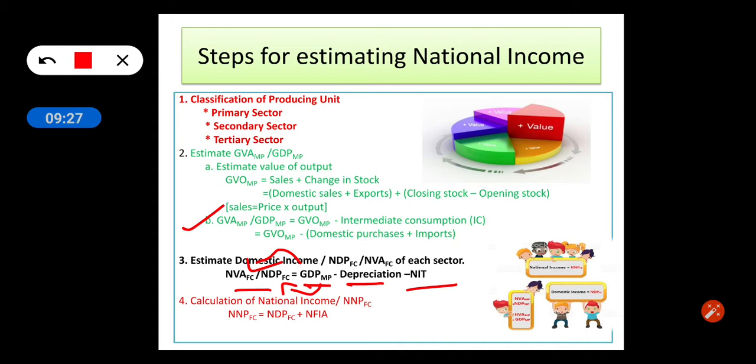Now the last step is clear. We want to find out national income, and national income is equal to NNP at FC. Remember this. If we add NFIA to NDP at FC, we get NNP at FC, national income. You don't have to memorize the third and fourth formulas. You have to memorize these two formulas, GVO MP and GVA MP. After that, it's all about conversion.